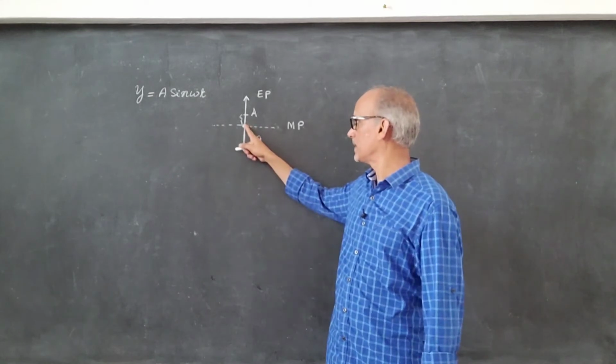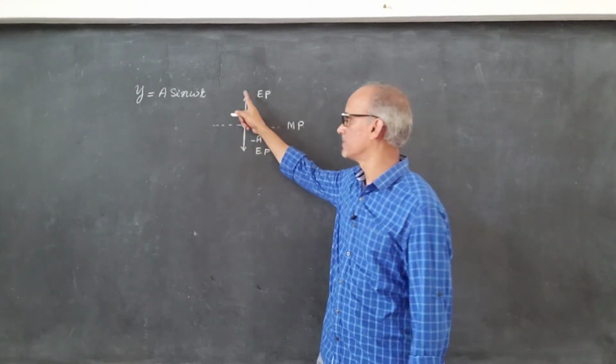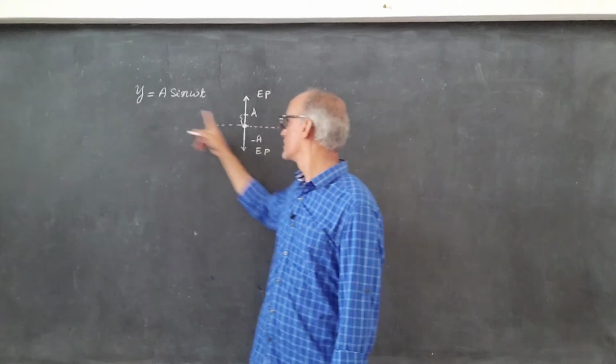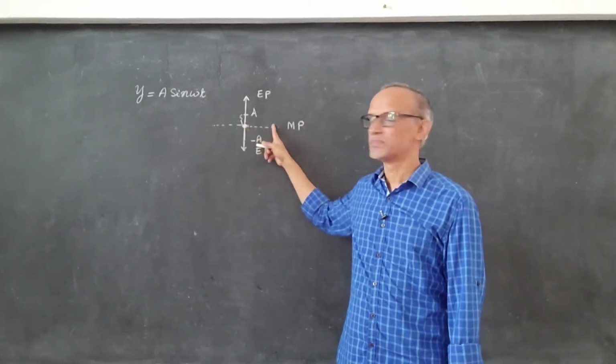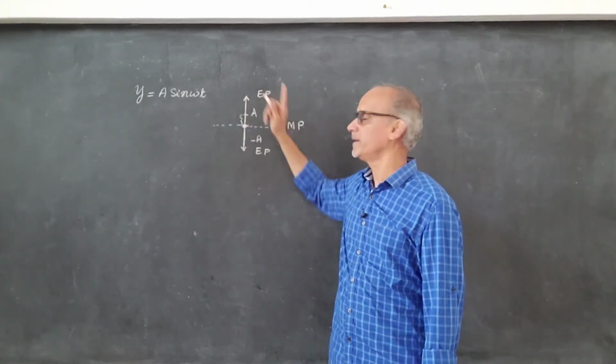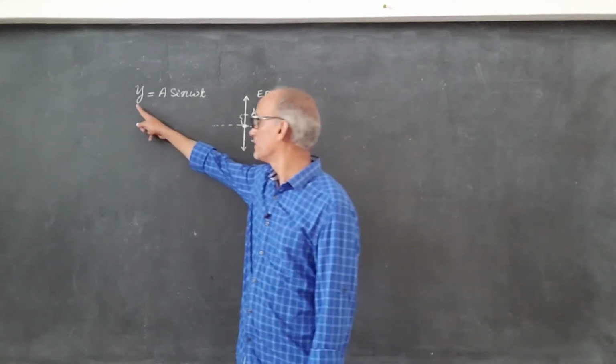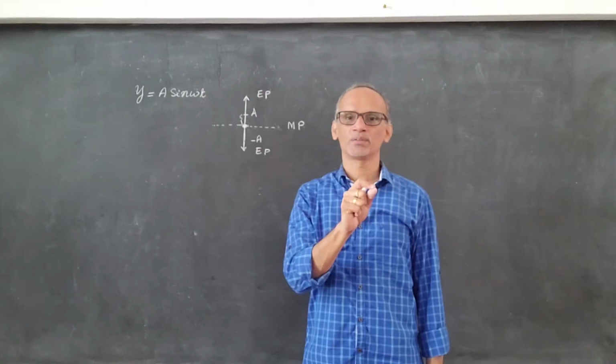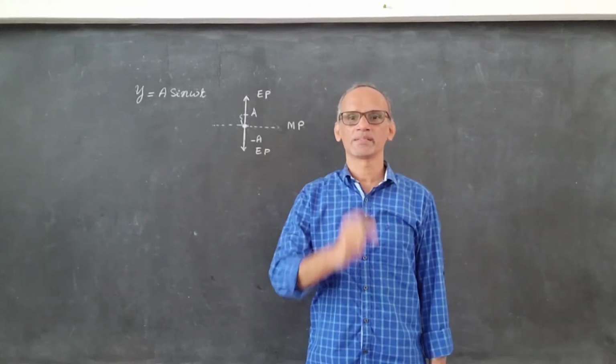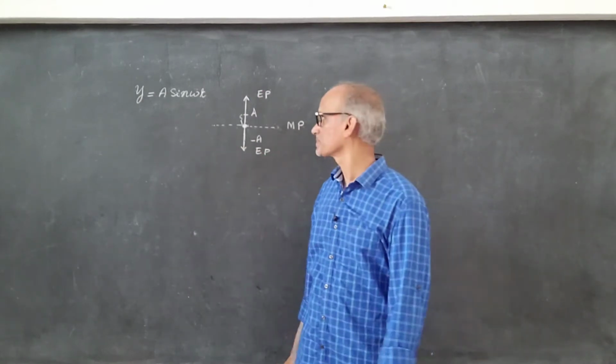What is the maximum value of y? The maximum value of y is A. The minimum value of y is 0 when it is at the mean position, and the maximum value is A when it is at the extreme position. Therefore, the value of y lies between 0 to A or 0 to minus A. Minus A means in the downward direction.